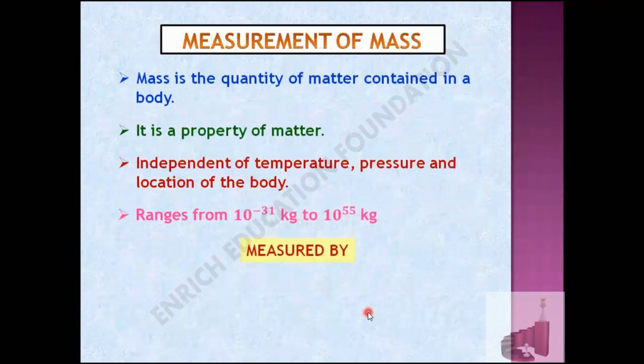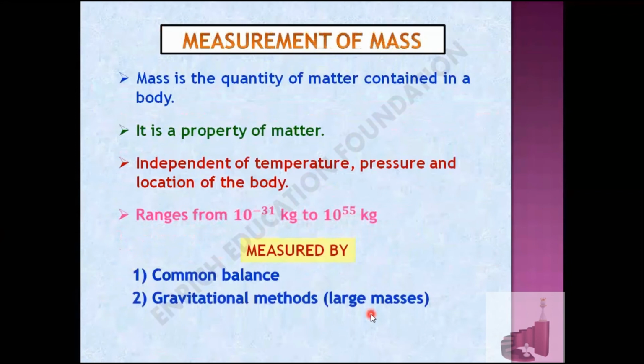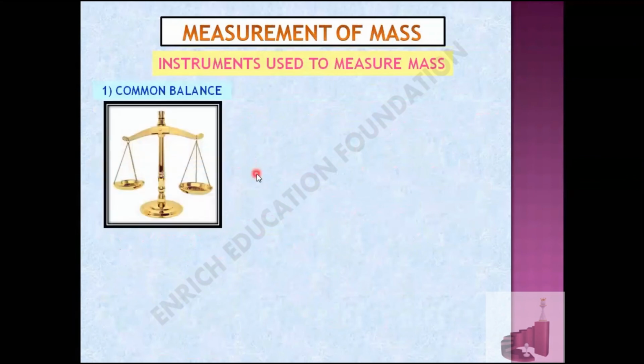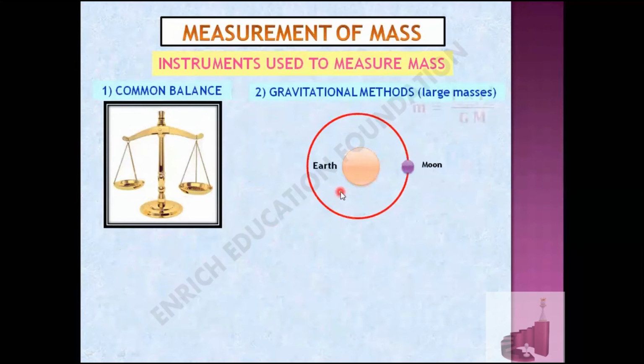There are various ways of measuring masses. That is, it can be done with the help of a common balance, or by the gravitational method, or by the mass spectrograph method. The common balance is the one which is normally used by shopkeepers to weigh objects. And the next is the gravitational method, which is used to measure very large masses.